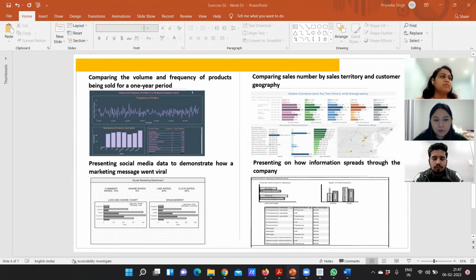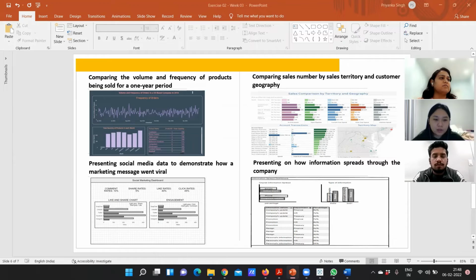For the first one, on top we're using a line graph, at the bottom left we're using a bar chart, and then on the right side is the pivot table to show the details. And then the second one, at the bottom left side, is a sketch of a dashboard showing how we present social media to demonstrate how a marketing message went viral.